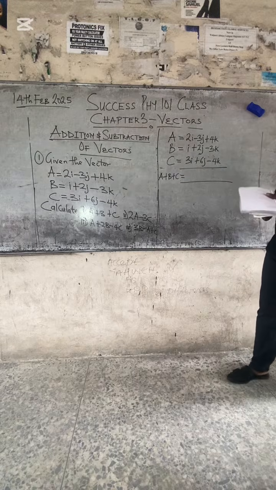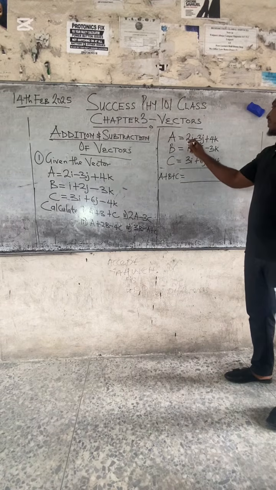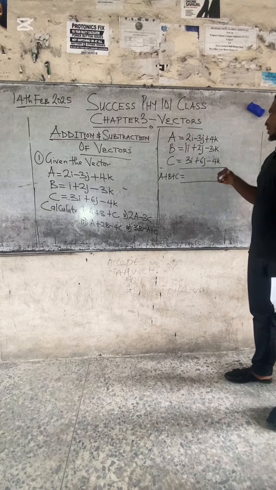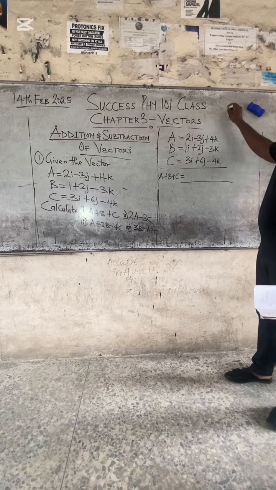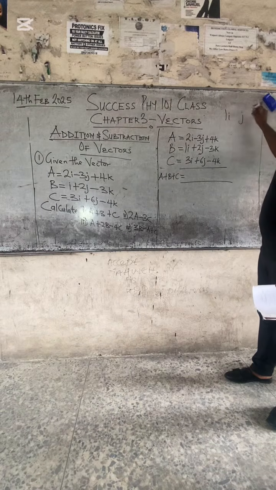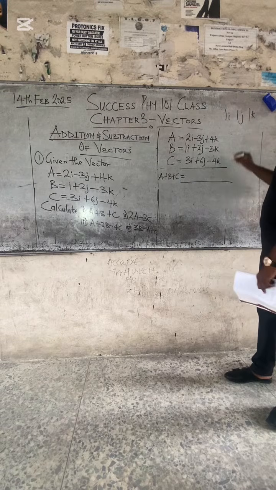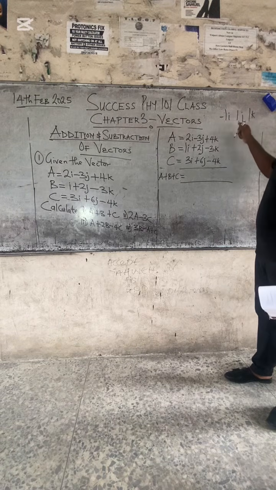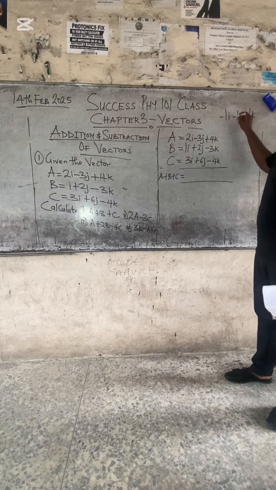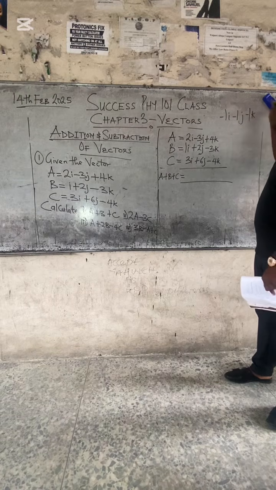So class, we're going to say, this I here can be written as one I. Do you agree? If I is standing on its own, class, in vector, it means one I. If J is standing on its own, it means one J. If K is standing on its own, it means one K. Please take note. And if it was minus I, it means minus one I. If it was minus J, it means minus one J. Minus K means minus one K.